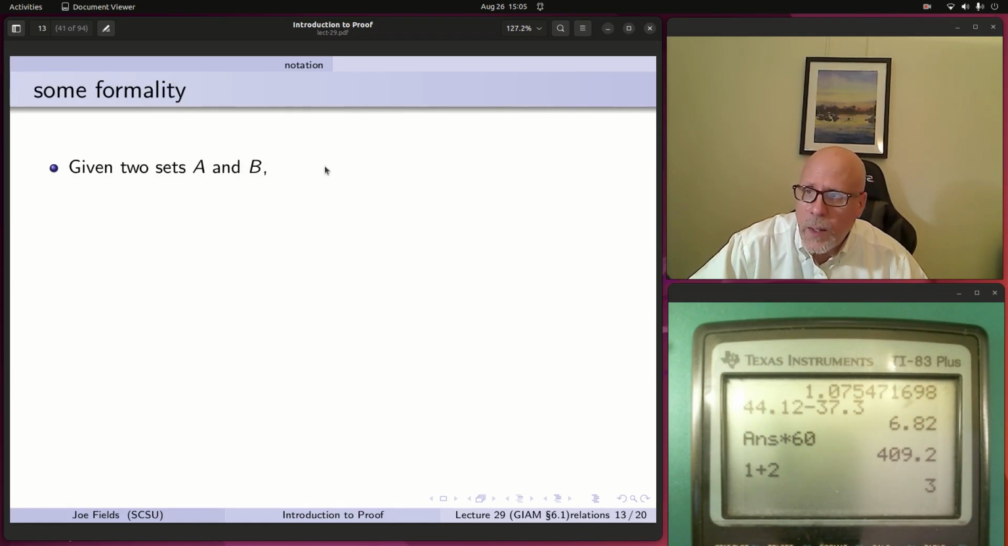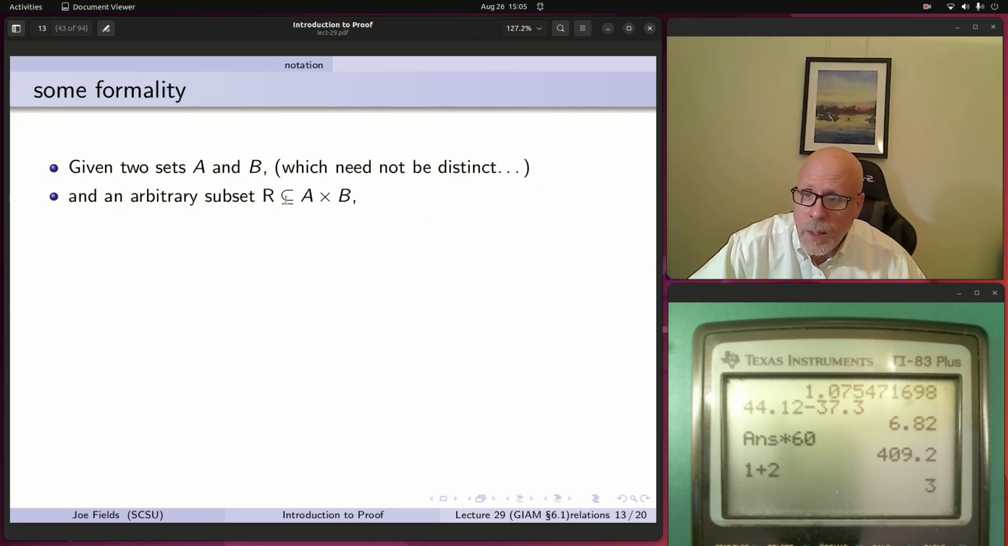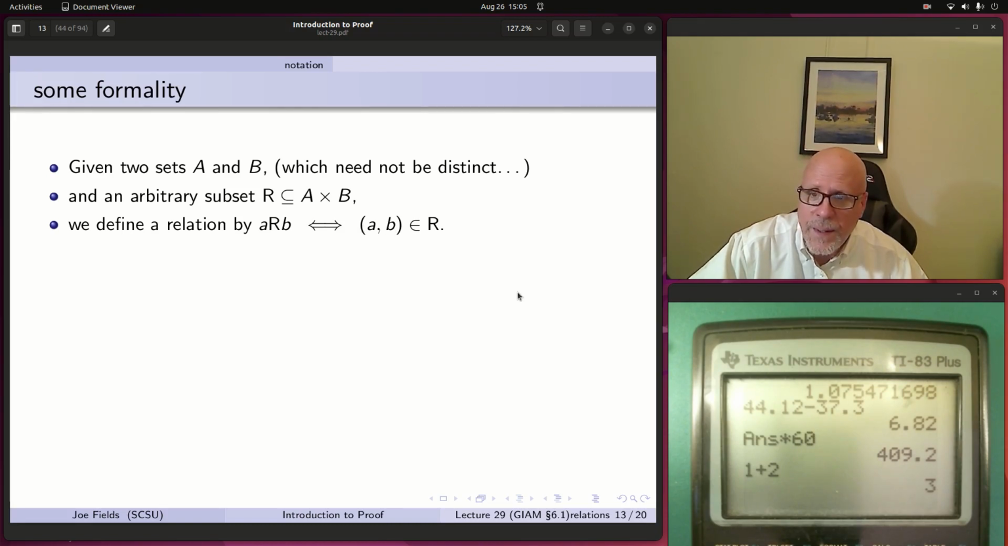Okay, some more formality. We're going to start thinking about two sets, although they need not be distinct, and an arbitrary subset R, which is contained in that Cartesian product. So the relation R is defined by: A is related to B if and only if the pair AB is in R. That's literally saying that the relation is the pair. Again, maybe I'm beating a dead horse on that point.